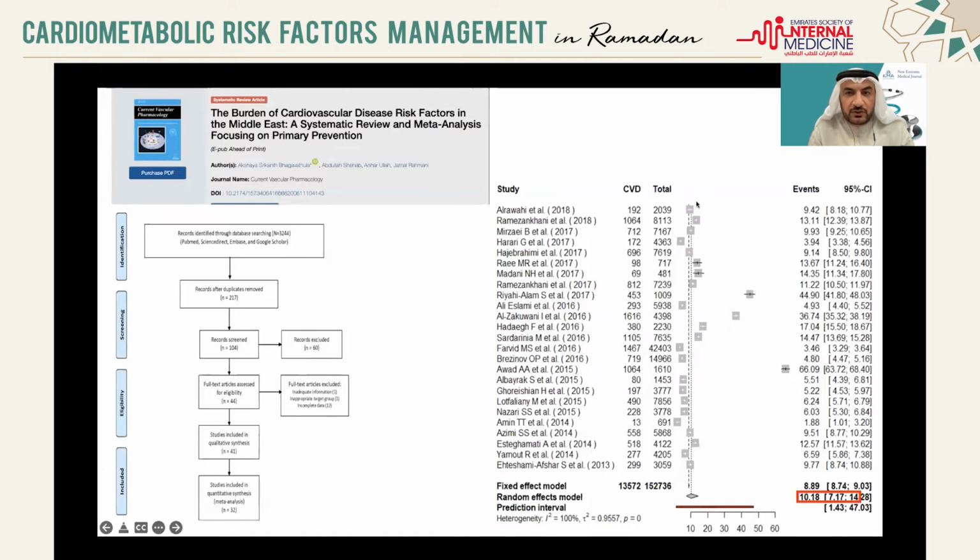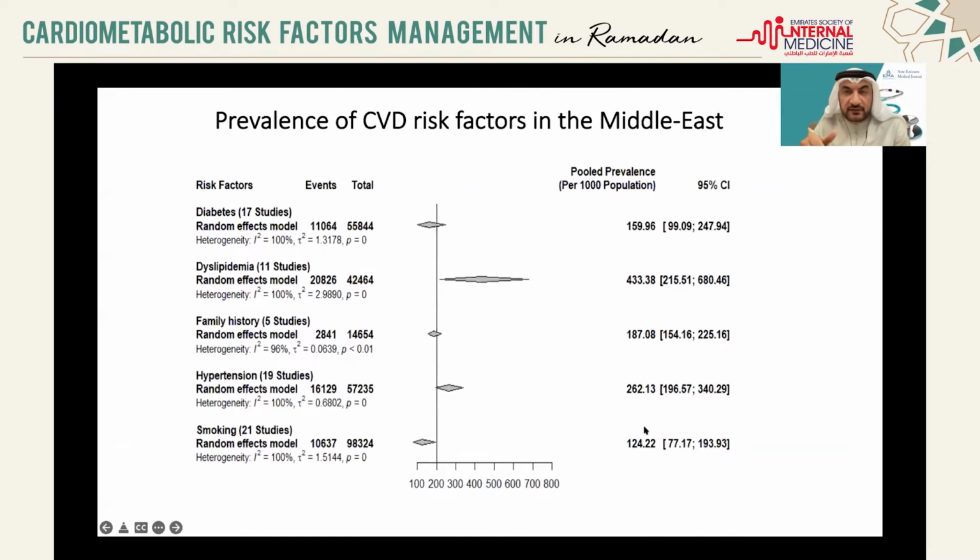We did a study in our region looking at all risk factors. Compared to the world, we are two or three times higher in our prevalence of cardiovascular disease. Imagine if in the world they say 4%, we are almost 10.1% higher. And the reason for that, already discussed by Dr. Hassanin, is that we are leading the world in terms of dyslipidemia.